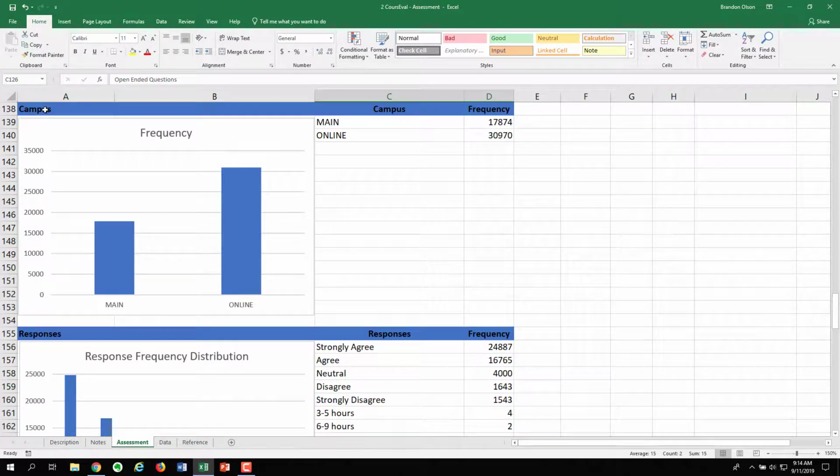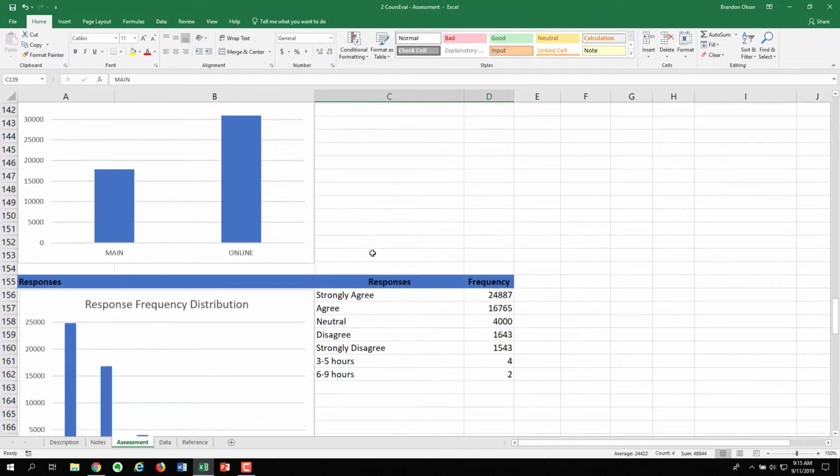So next I took a look at the campus, and we are going to be looking at either the main campus, which is our Duluth campus, or the online campus. And here we're seeing a significant number, or a larger population, of online responses than responses from the main campus.